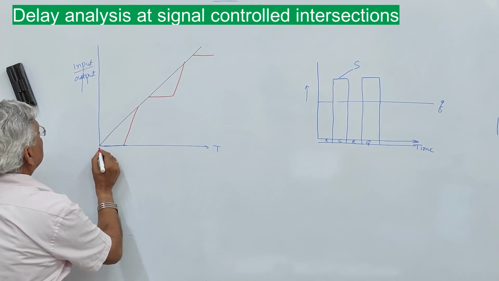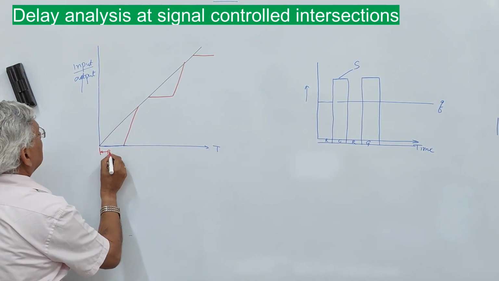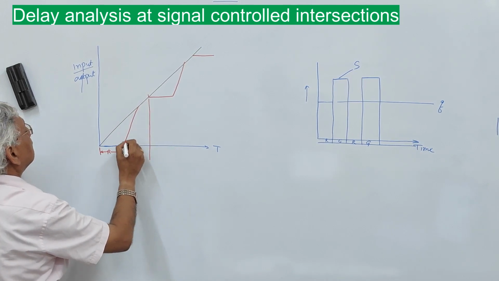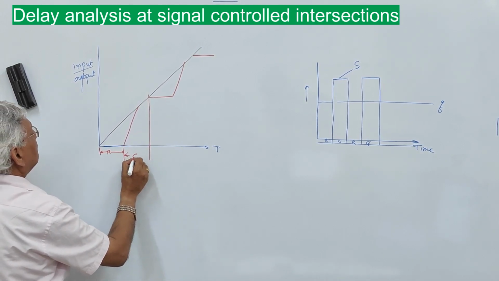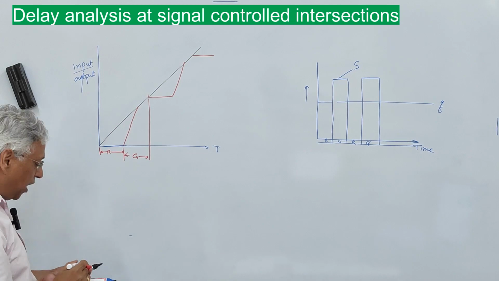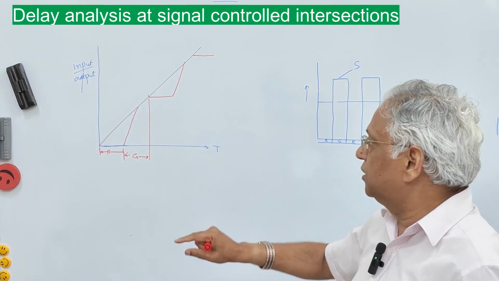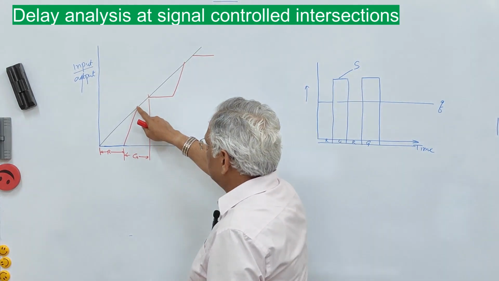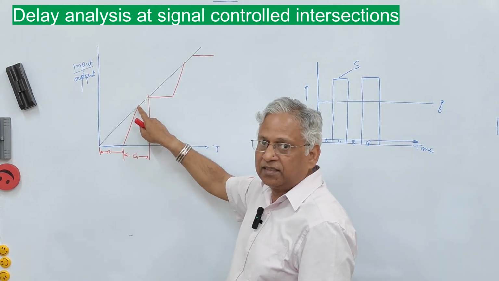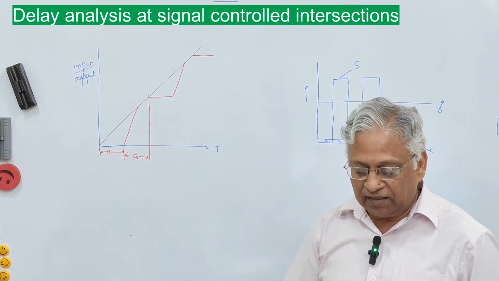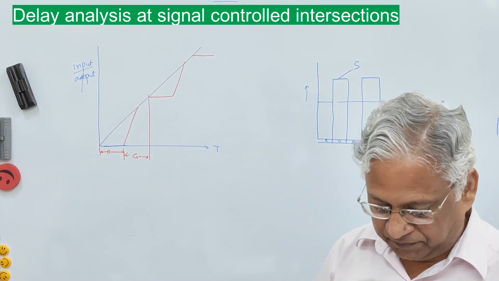Now this is red, this is green here, this total time is green. Part of this green is utilized by the Q to dissipate, and after this Q dissipates here, then arrival is equal to departure. Now there can be three situations.